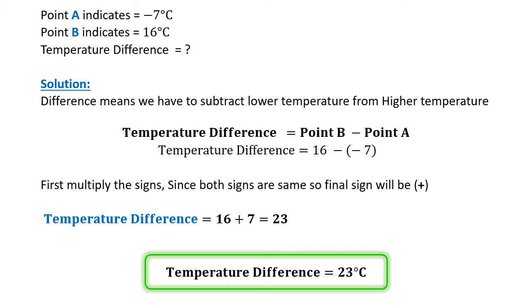Point A indicates -7 degrees Celsius. Point B indicates 16 degrees Celsius. Difference means we have to subtract lower temperature from higher temperature. Here we have higher temperature equals 16 degrees Celsius and lower temperature equals -7 degrees Celsius. So, temperature difference equals 16 minus -7. First multiply the signs. Since both signs are same, final sign will be plus. Therefore, temperature difference equals 23 degrees Celsius.